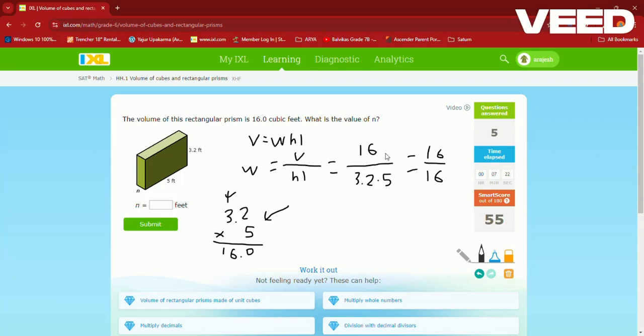If we convert that to a whole number without the decimal, it would be 16 divided by 16. You could do it with decimals if you want, but I like doing it at an equal pace. So moving on, we get none other than 1. So I'm going to say that it is 1.